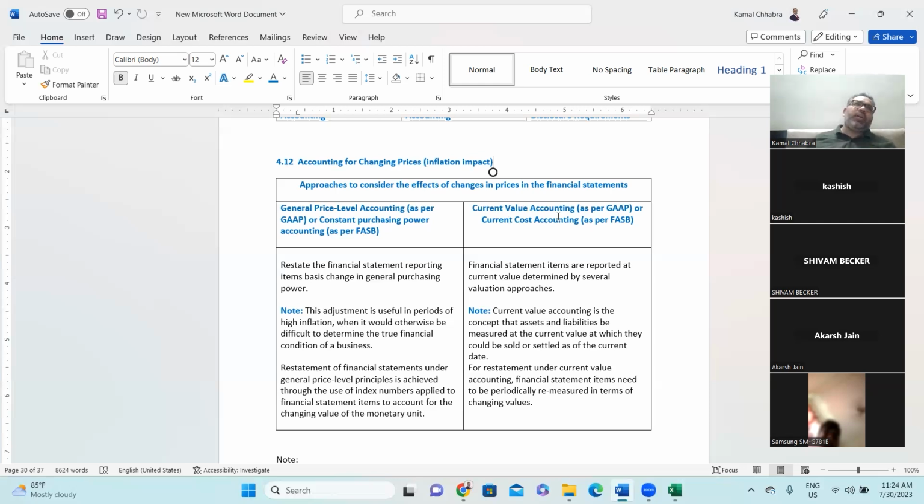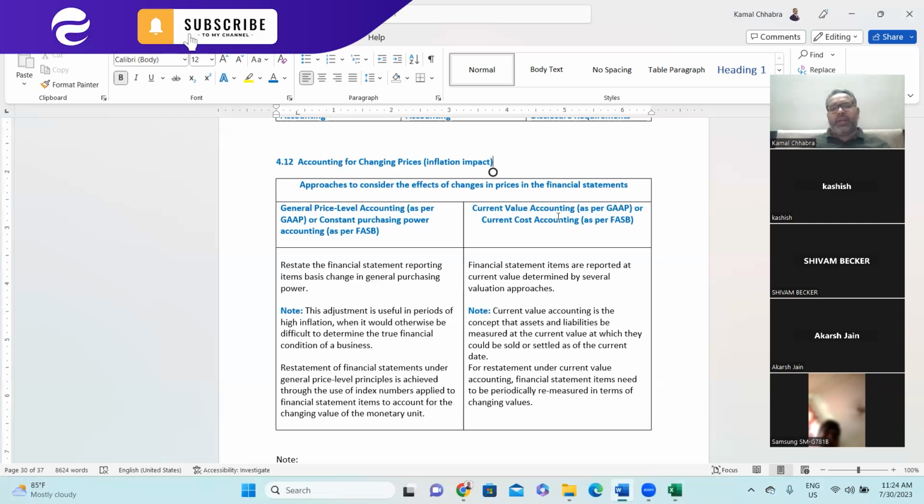So whenever you are required to apply accounting standard codification, you must look at the materiality of the impact. If the impact is material, then only you will be considering. If the impact is not material to the financial statement, then you could ignore it, right?